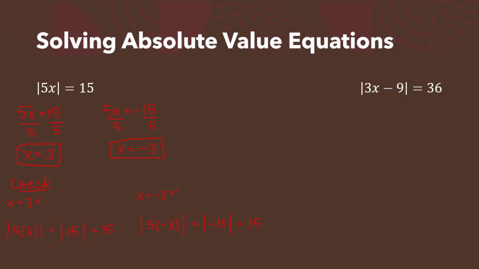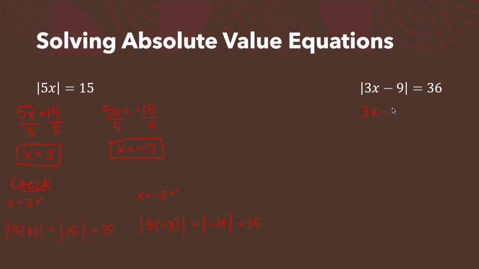Let's do the second one now. The absolute value of 3x minus 9 is equal to 36. So again, we do the same thing we did here. We equate them to both 36 and negative 36. So let's do 36 first.